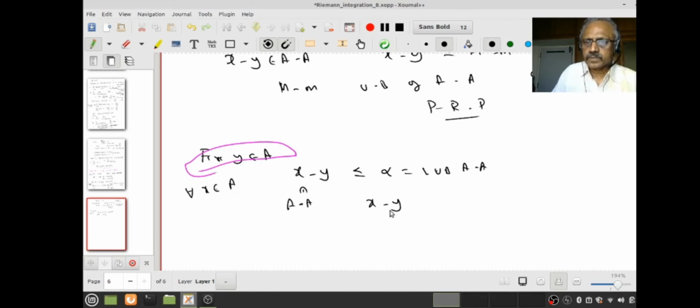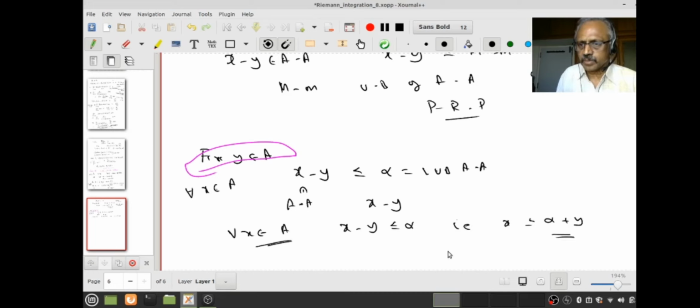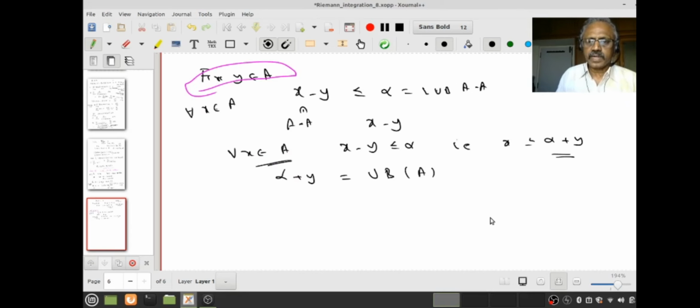Okay. Therefore, for every x in A, x minus y is less than or equal to alpha, or x is less than or equal to alpha plus y. For every x in A, x is less than or equal to alpha plus y. So what does it say about alpha plus y? This is an upper bound. For which set? For A. But I know the least upper bound of A is capital M. Therefore, what is the relation between capital M and alpha plus y? Capital M should be less than or equal to alpha plus y. Do you accept it?